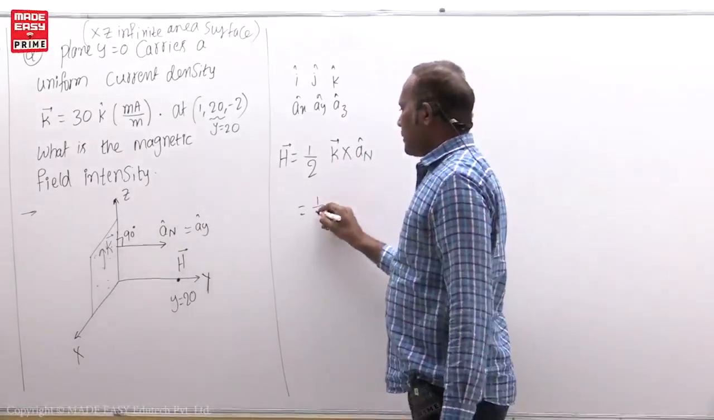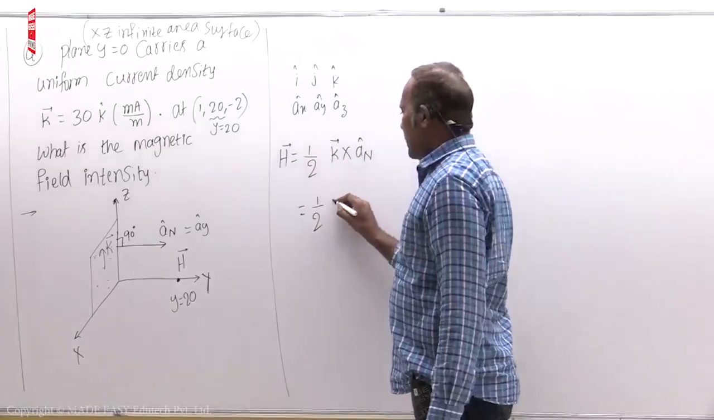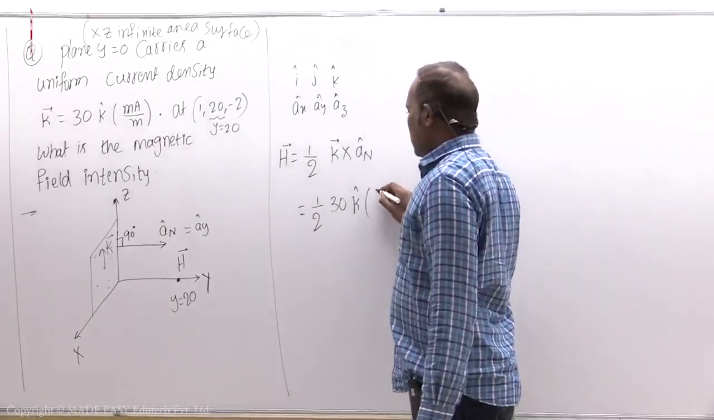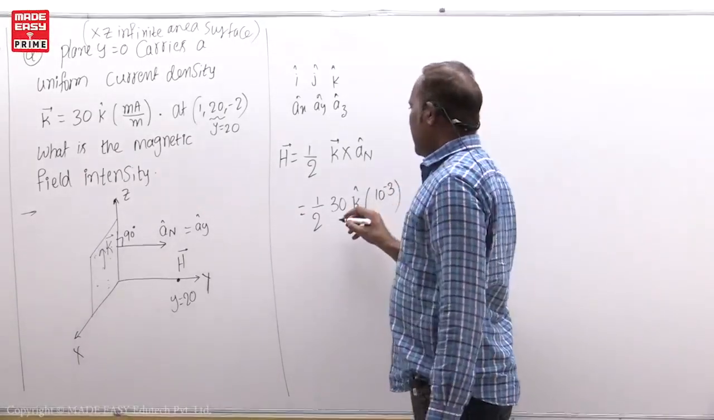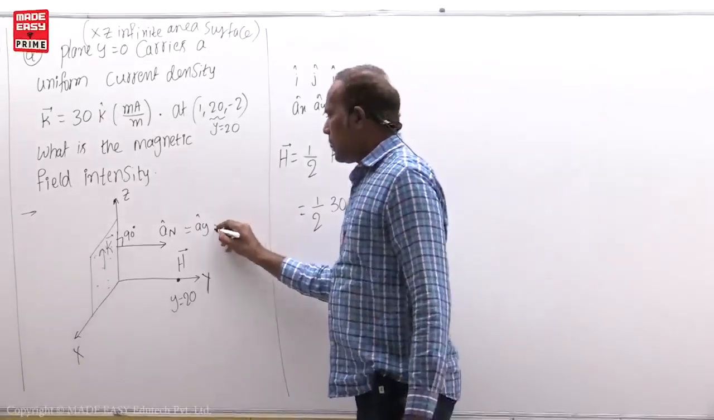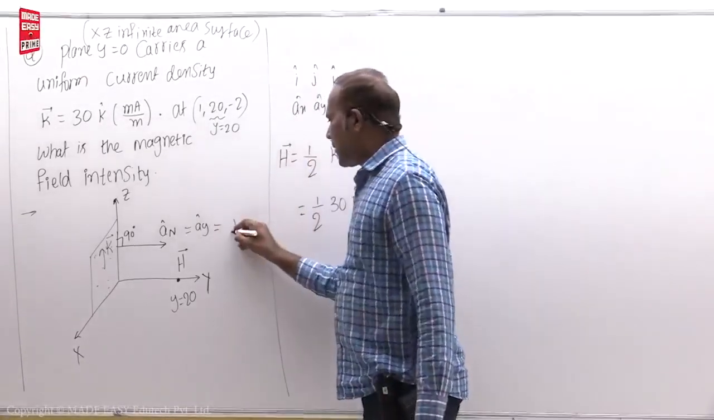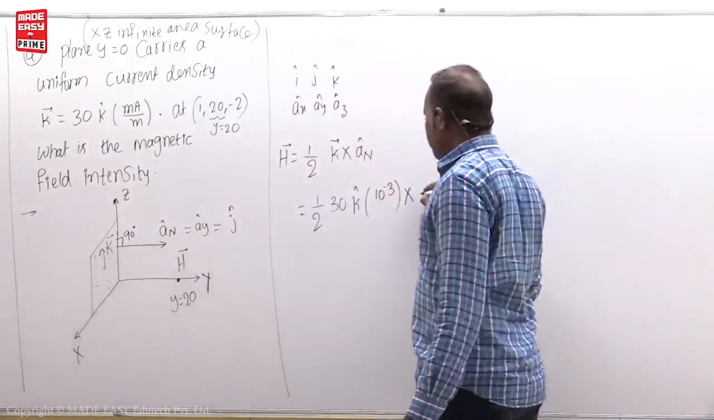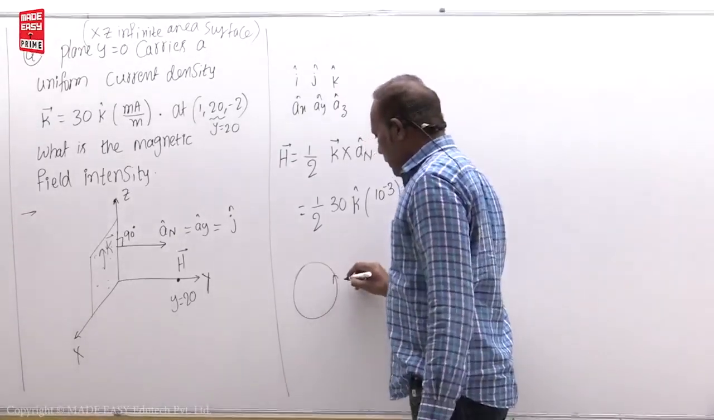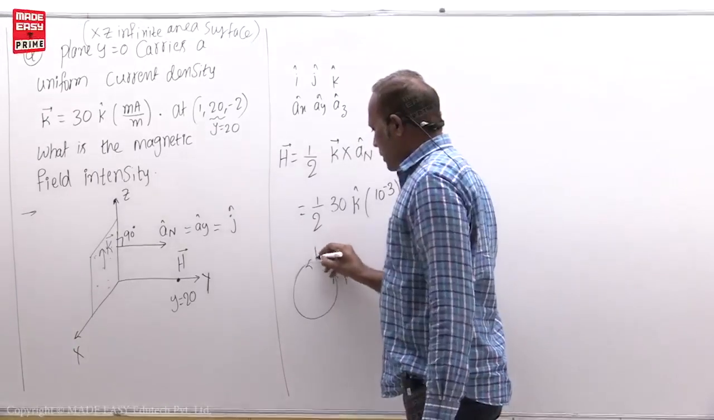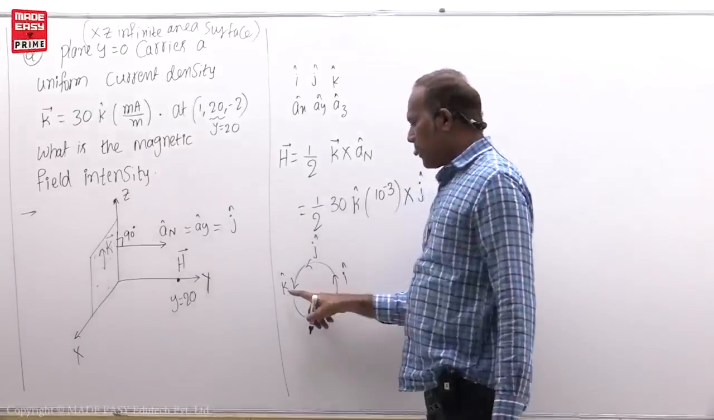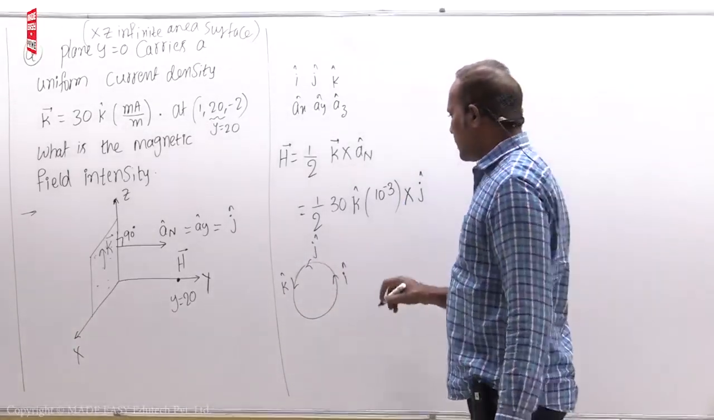This is the formula. So half into K bar is given as 30 into K cap into 10 power minus 3, cross aN cap, which is aY cap. aY cap is nothing but J cap here. So this is J cap. Now I cap, J cap, K cap, that means aX cap, aY cap, aZ cap, they are in the sequence.